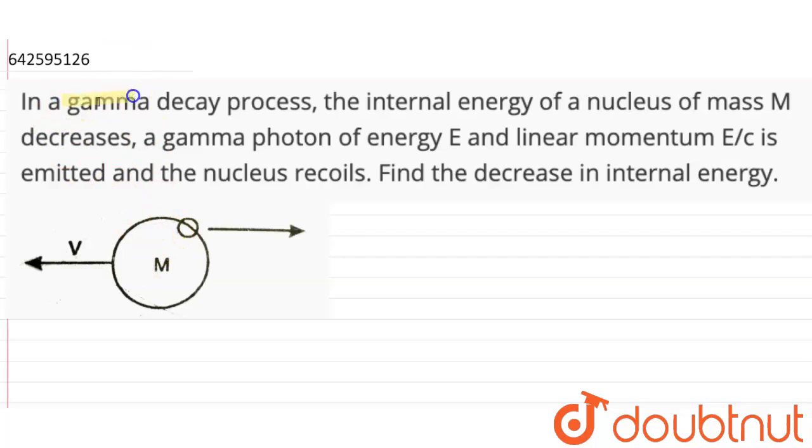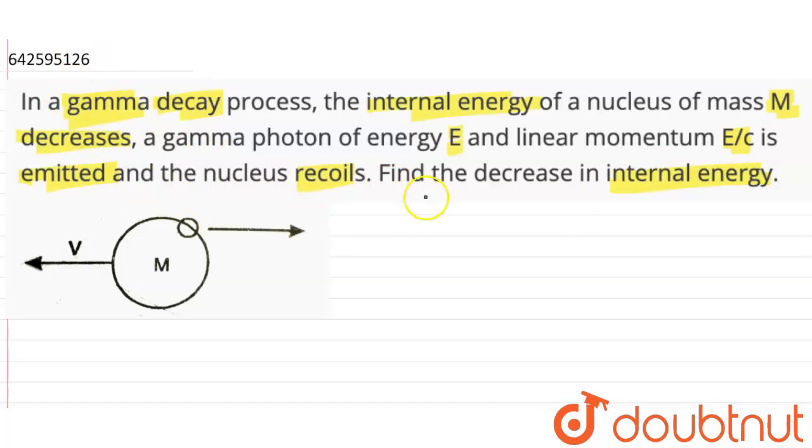Hello everyone. So the question is, in a gamma decay process, the internal energy of a nucleus of mass capital M decreases. A gamma photon of energy capital E and linear momentum E by C is emitted and the nucleus recoils. Find the decrease in internal energy.